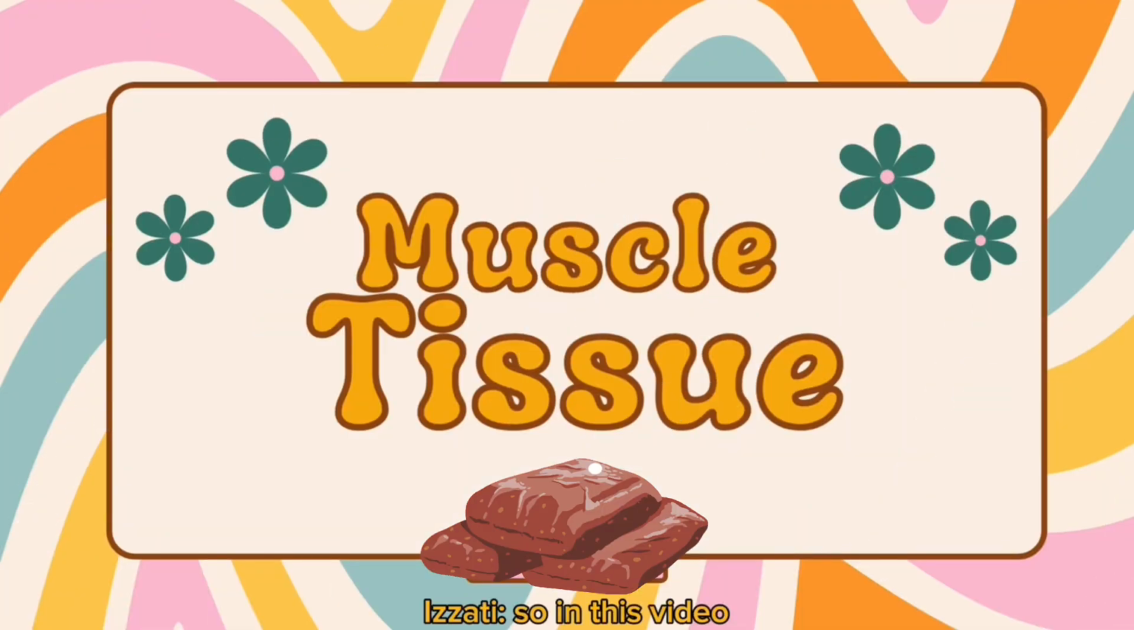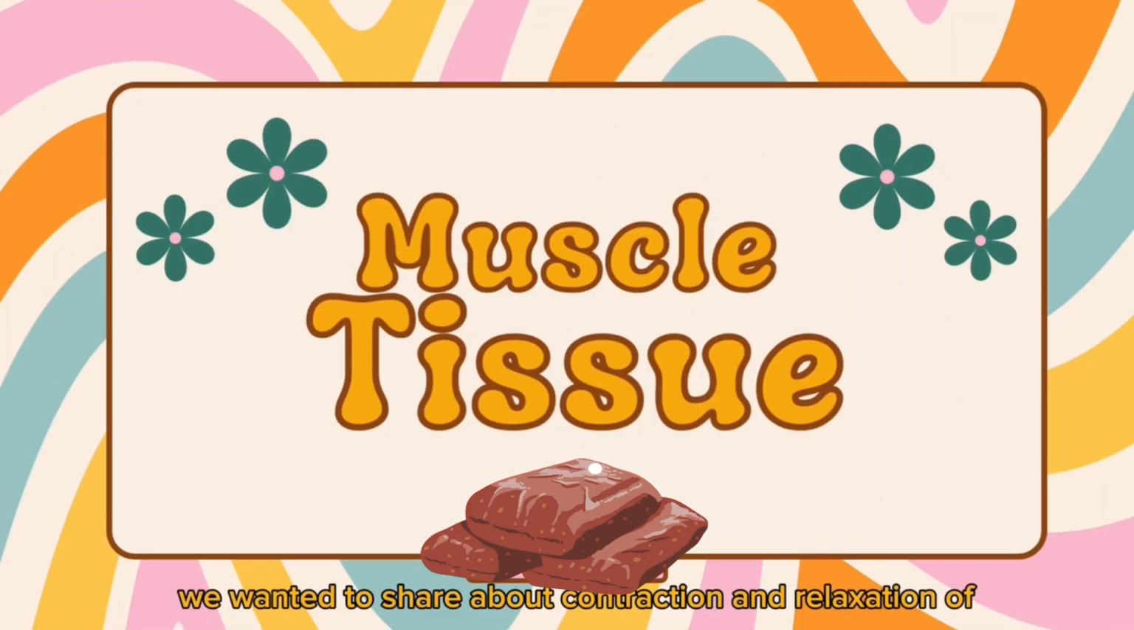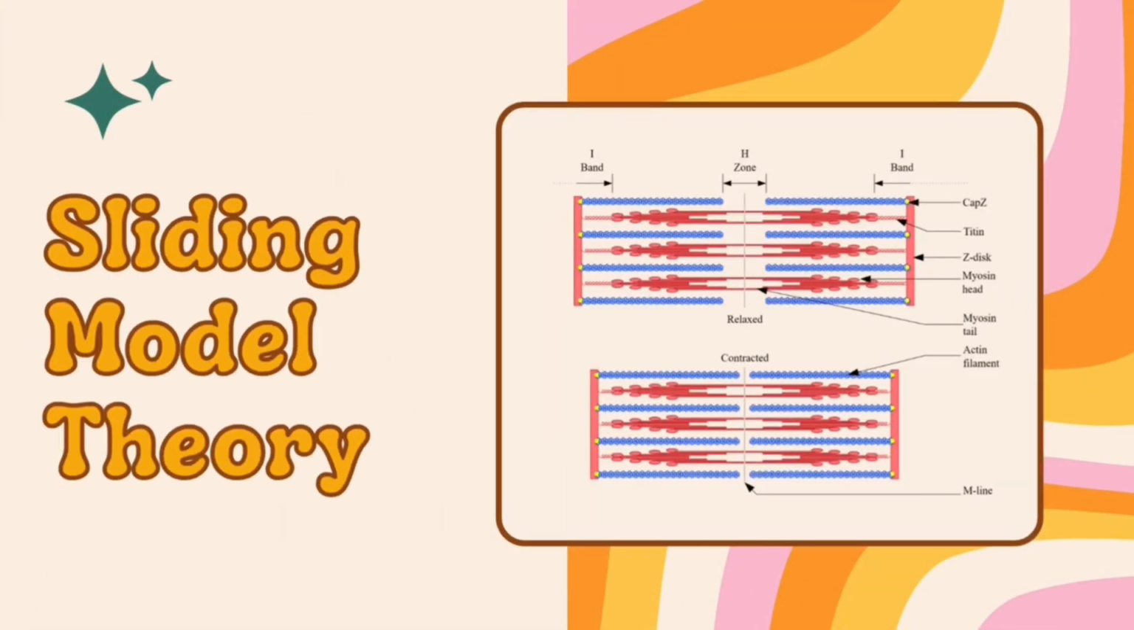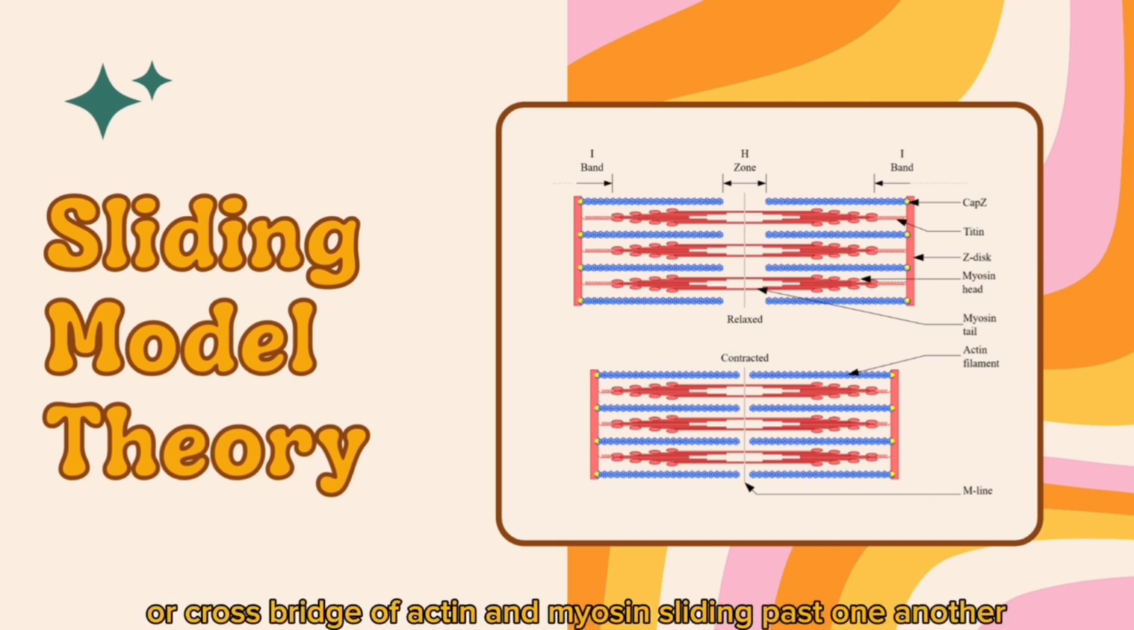So, in this video, we wanted to share about contraction and relaxation of muscle based on sliding model theory. Change in length of muscle is brought about by the cross-linking or cross-bridge of actin and myosin sliding past one another.